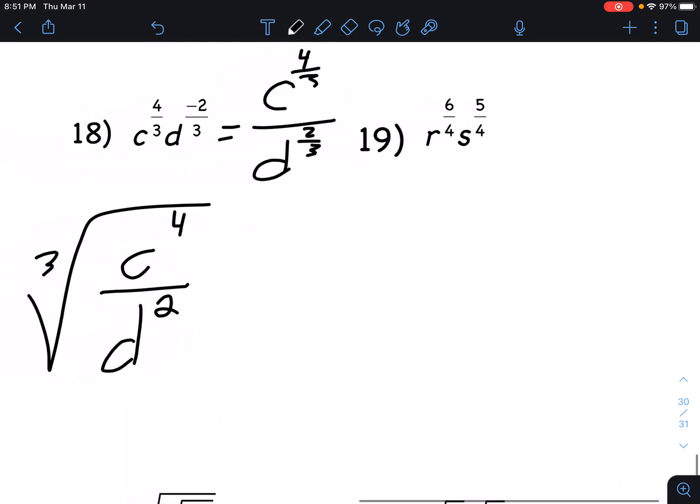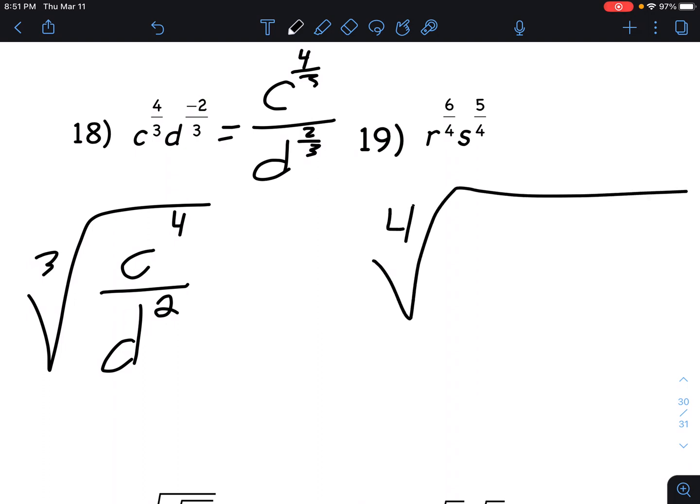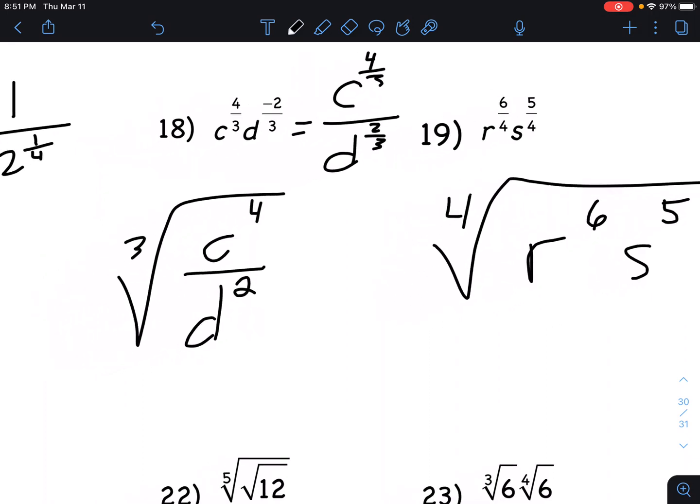Number 19, they both have a denominator of 4, so we can make it 4th root of, and then simply, r to the 6th, s to the power of 5. Very simple problem when you have common denominators and you're turning into a radical.